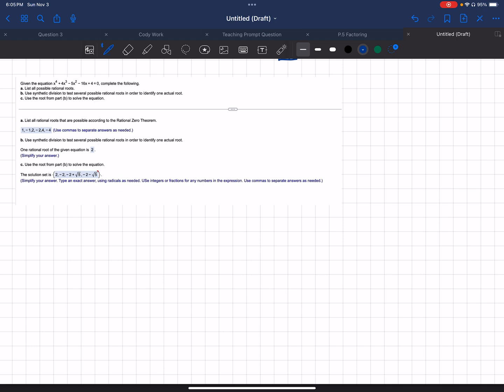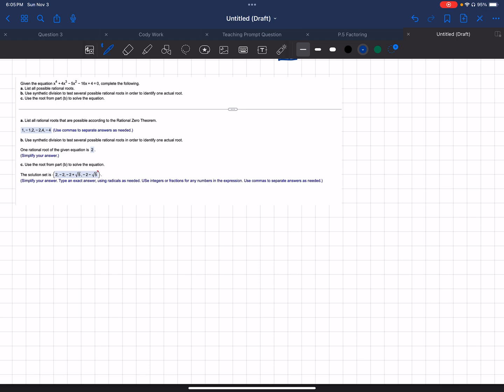Okay, so A, we were supposed to list all rational roots that are possible, and you did that. So possible rational roots are 1, -1, 2, -2, 4, and -4. You use synthetic division to test several possible rational roots in order to identify one. You said that one was 2, and that you got that correct. Part C says use the root from part B, which means we're going to use your answer of 2 to solve the equation.